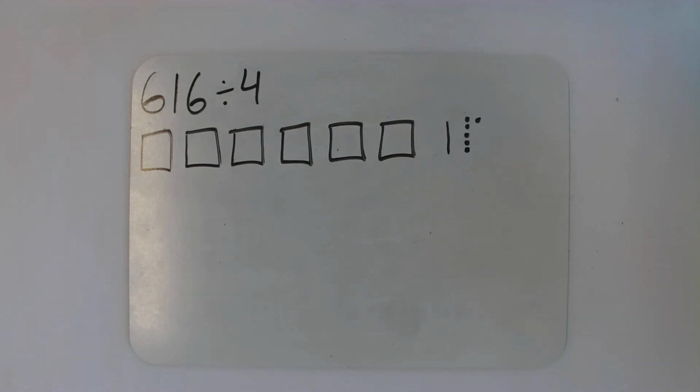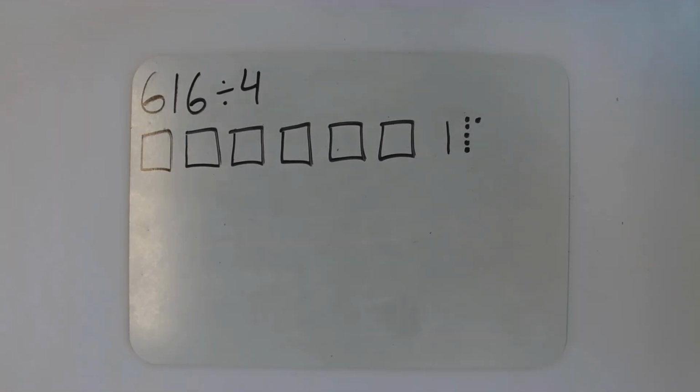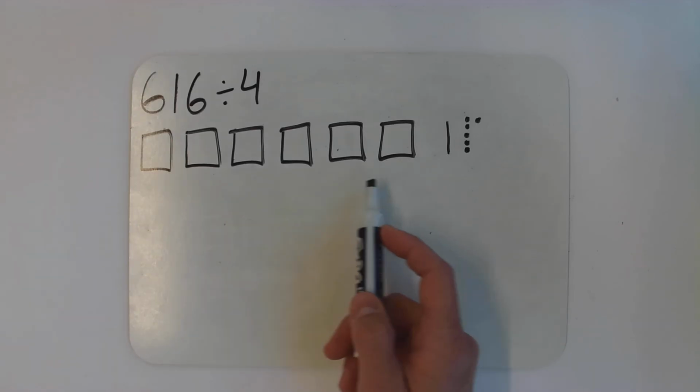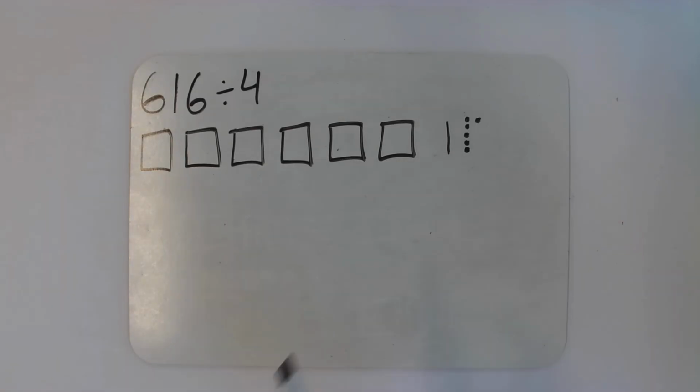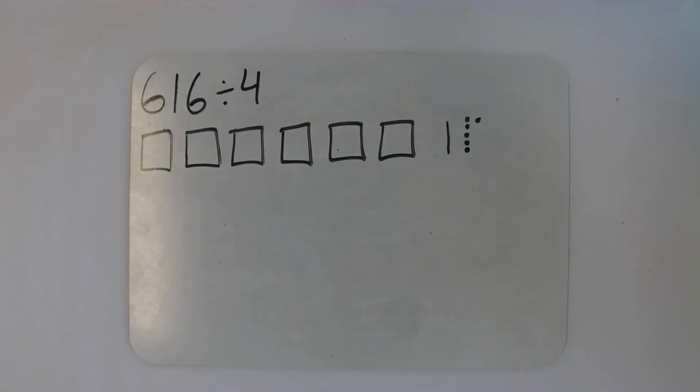This will be the representational approach to solving 616 divided by 4 using the standard algorithm for division. So again, 616 is our dividend. That represents our starting amount. So you have 6 hundreds, 1 ten, and then 6 ones. These are representing those base 10 blocks.